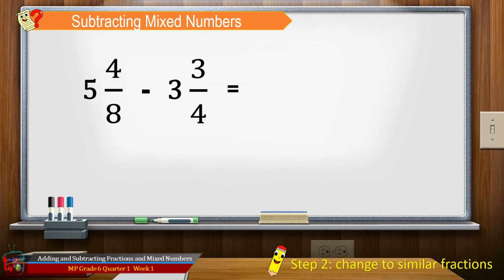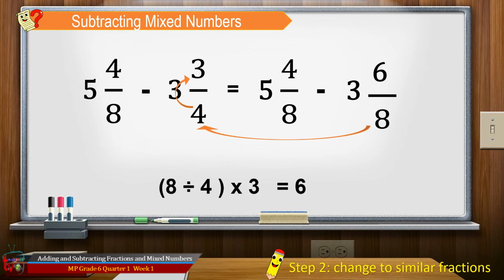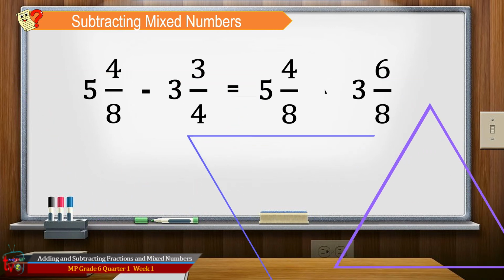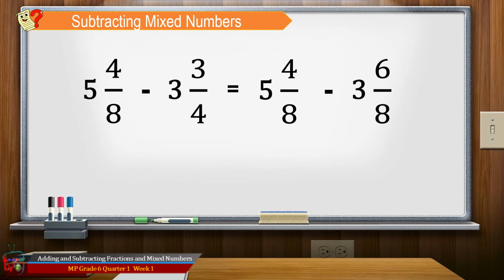Step 2 is to change the fractions to similar fractions. We can do this by finding the equivalent fractions of 5 and 4/8 and 3 and 3/4. The equivalent fraction of 5 and 4/8 is 5 and 4/8. And the equivalent fraction of 3 and 3/4 now is 3 and 6/8. Now that the denominators are the same, we can now subtract.